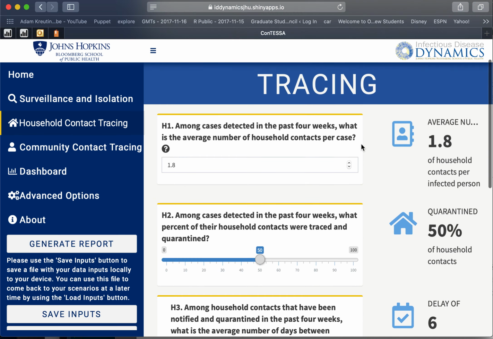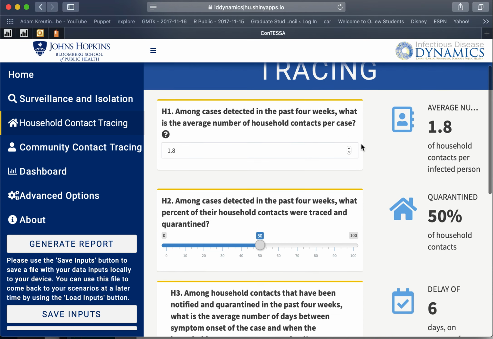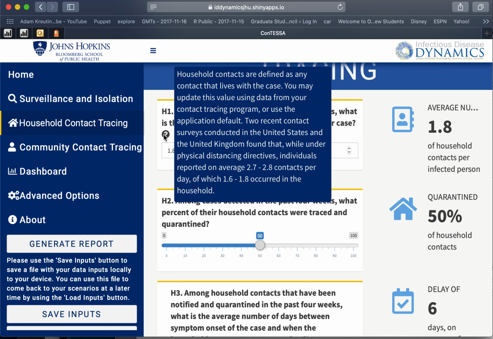Household contact tracing. So the first question asks, among cases detected in the past 4 weeks, what is the average number of household contacts per case?